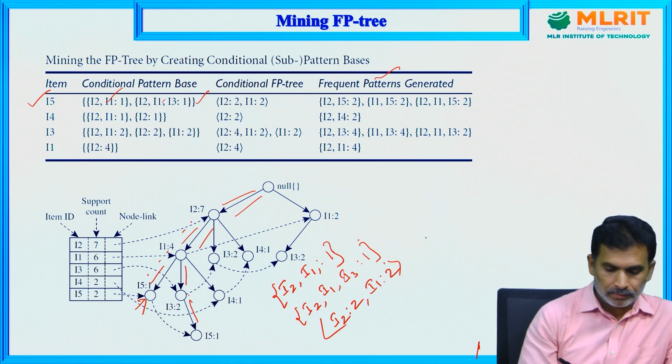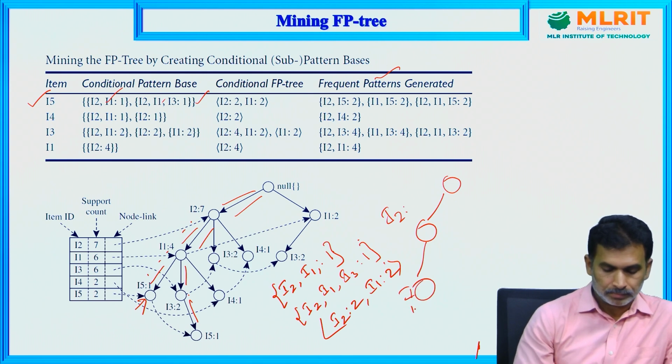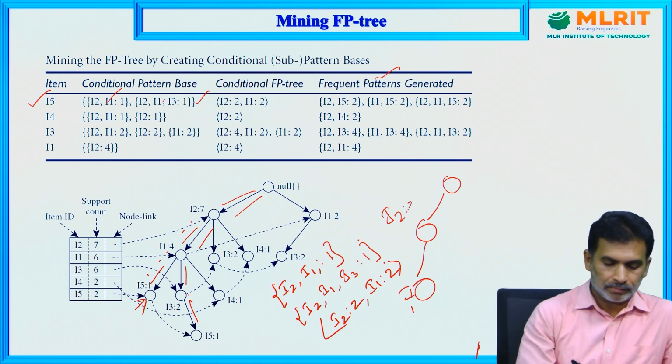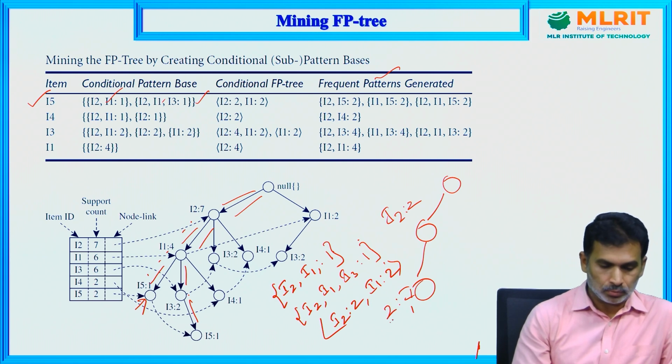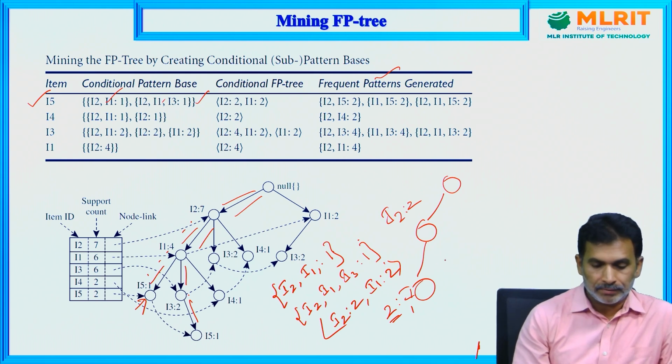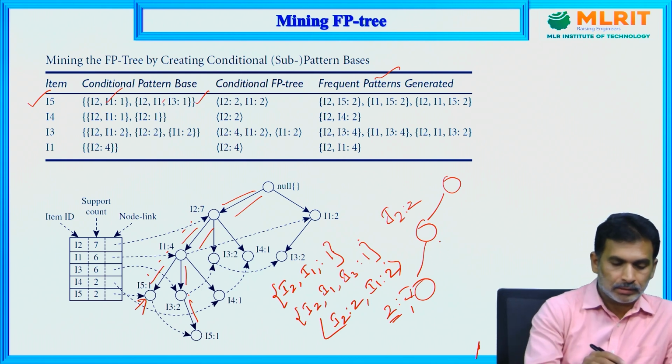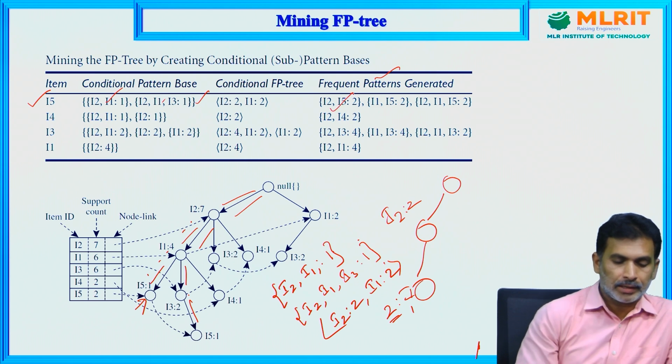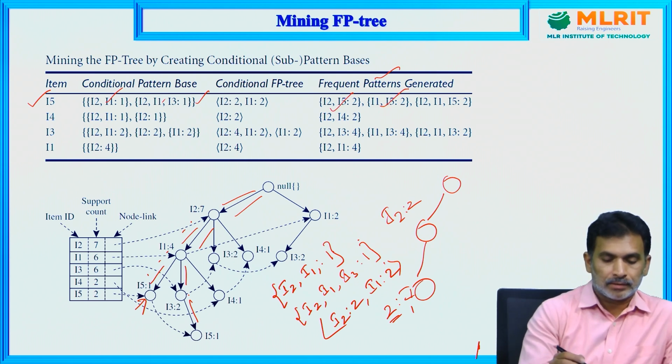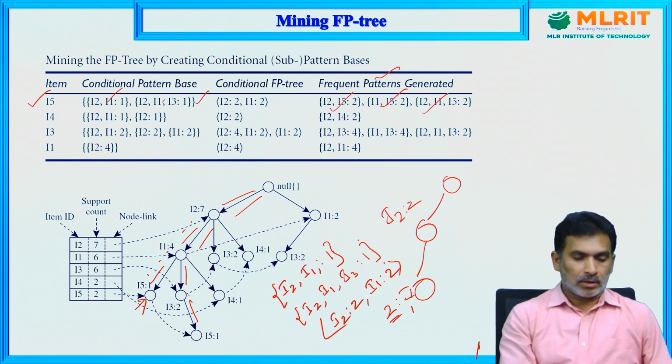Then we construct the conditional FP tree: the root, then I2, and then I1, with support 2. Next we can generate the frequent patterns from the combinations of I2, I5, I1. The different patterns we could generate are I2 I5, I1 I5, and I1 I2 I5, all three items together.